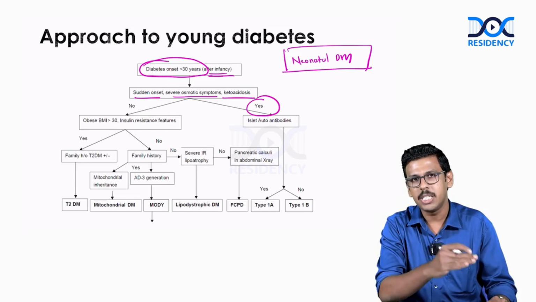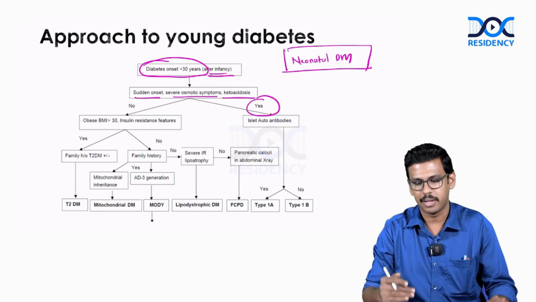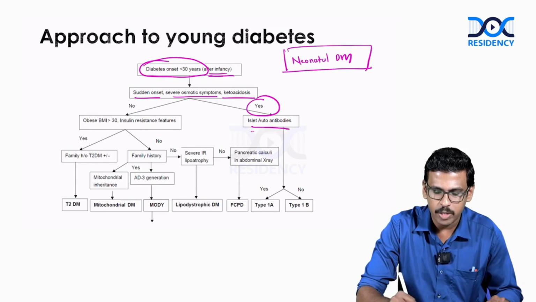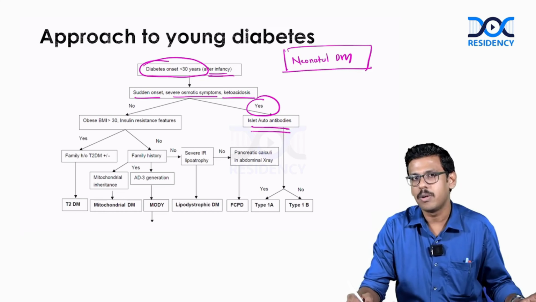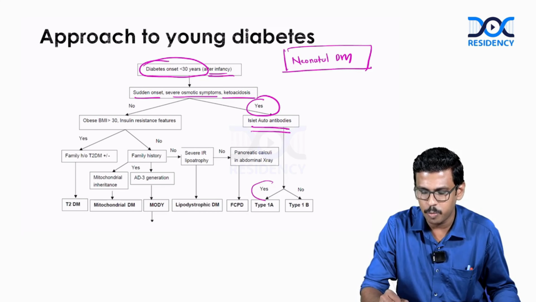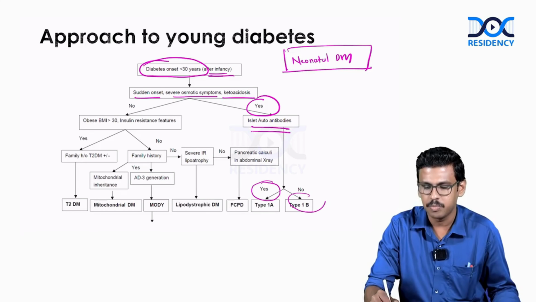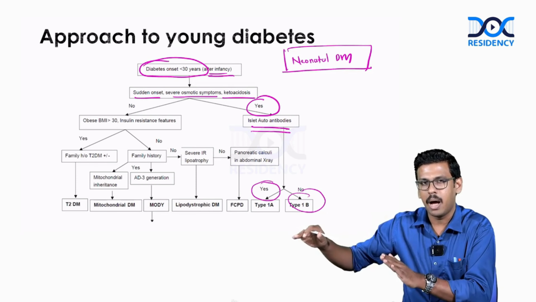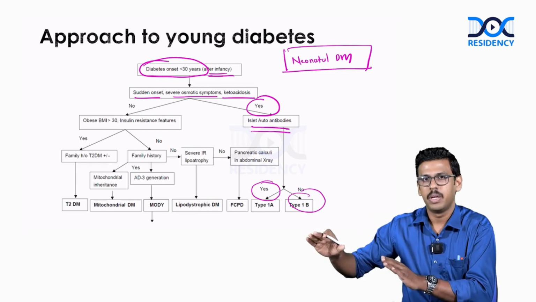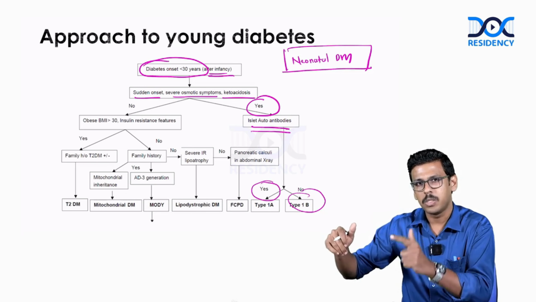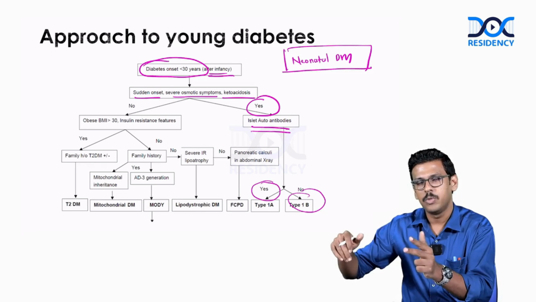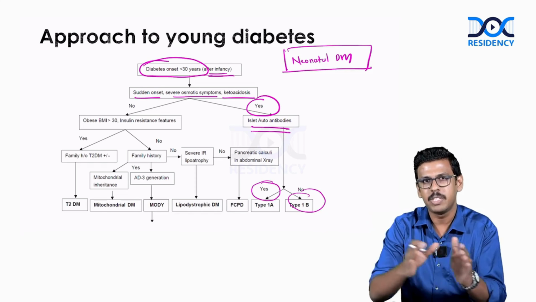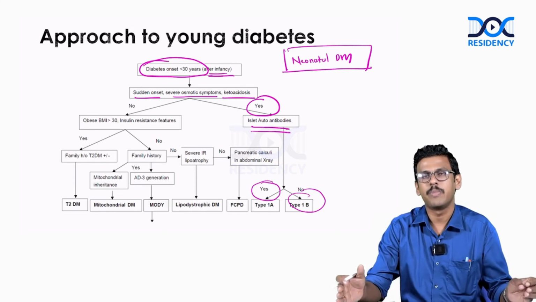If features of ketosis or ketoacidosis are there, you send for islet autoantibodies and make the diagnosis of type 1. If it is positive, you make it type 1A, and type 1B if the autoantibodies are negative. So that arm is straightforward. Rapid onset, osmotic symptoms, DKA: you send for autoantibodies. If positive, type 1A diabetes; negative, type 1B diabetes.